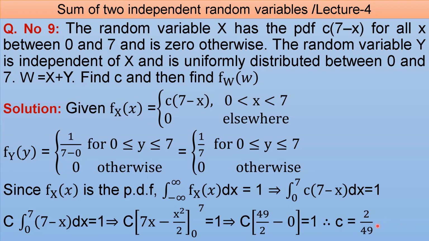Whenever it is said that fx of x is a probability density function, it will always satisfy the condition that the integral from minus infinity to plus infinity of fx of x dx is equal to 1. So this condition can be used whenever we have to calculate some unknown constant, c or k. So the c value is calculated. Next is to find the probability density function of the sum w.